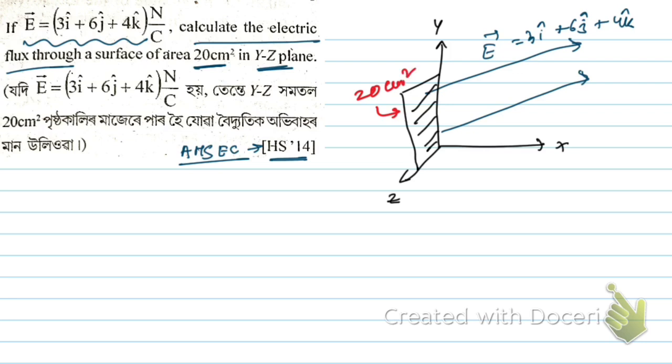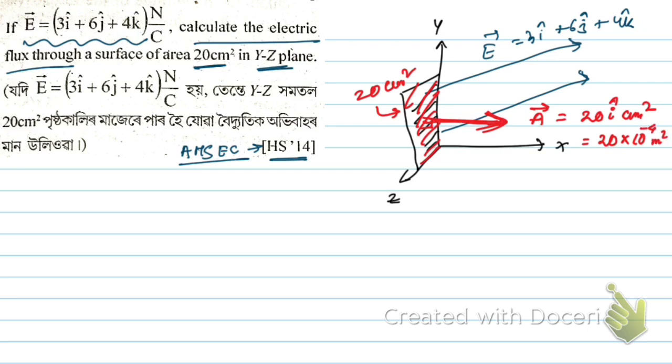So what will be the direction of the area vector? Direction of area vector is always perpendicular to the surface, right? So if this plane is the YZ plane, then the area vector should be along x-axis. That's why area vector A is going to be 20 I cap centimeter square. If you convert it into meter square, it's 20 into 10 to the power minus 4 meter square.